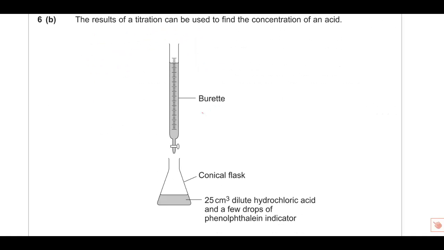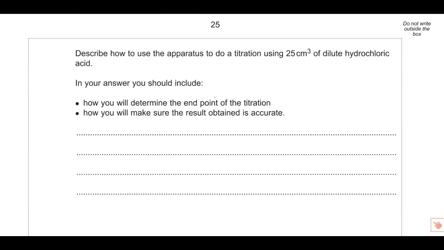Students love a good titration. So, results for titration can be used to find the concentration of an acid. 4-mark question here. Describe how to use the apparatus to do a titration using 25 centimetres cubed of dilute hydrochloric acid. And your answers should include how you determine the end point and how you can make it accurate.